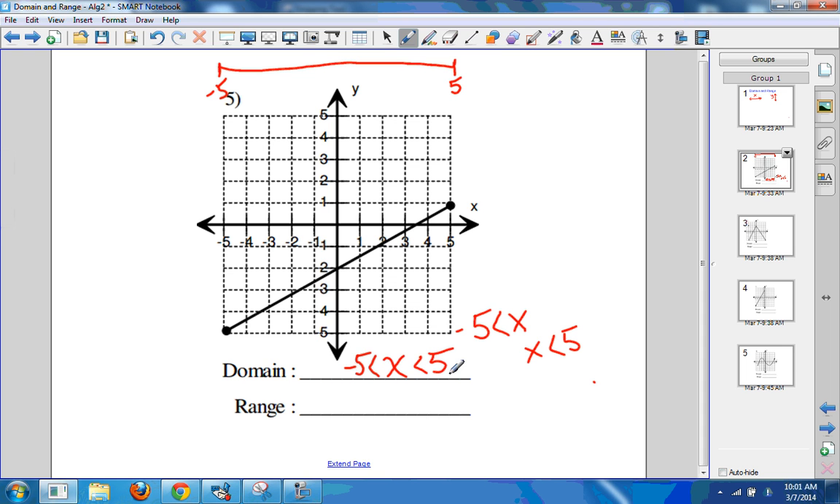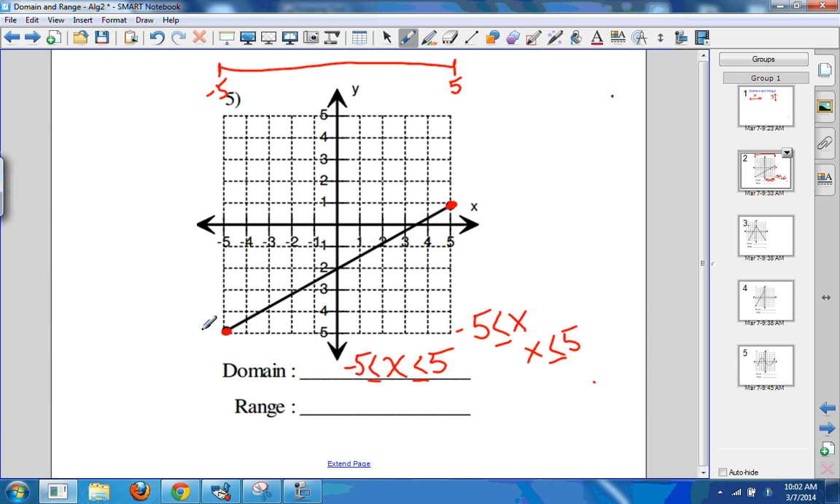There is one problem with this that I forgot though. Notice that these are filled in here, the ends. That means that -5 and 5 are included. So I need to put little marks beneath my inequalities to show that -5 and +5 are included. All right, that's the domain, let's move on to the range.